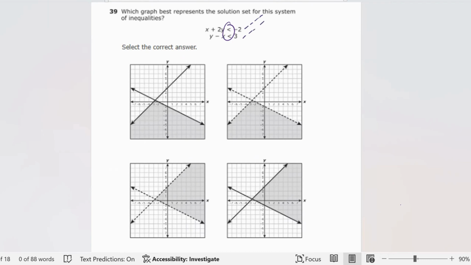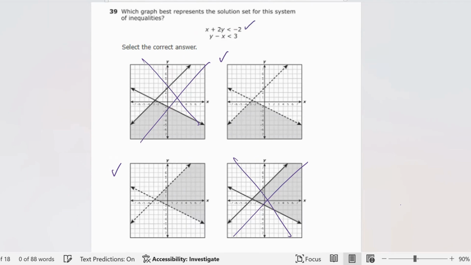Looking at these choices here, we can cancel out this and this. Why? Because they are solid lines, and your given is less than, both of them are less than. So this means both of them are dotted lines. Now let's solve the problem. So our answers will be between this and this. Okay, here we go. Let's solve.